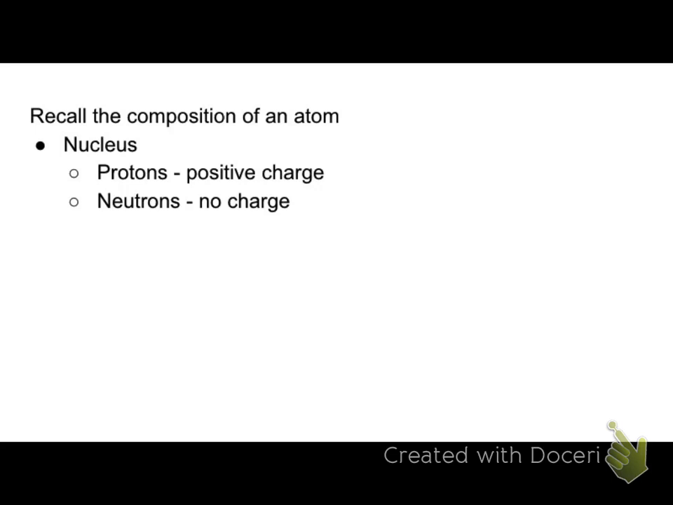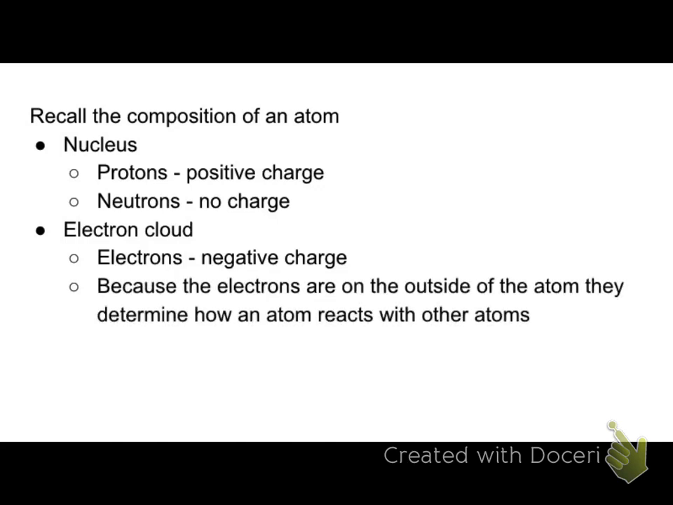Around the outside, we have the electron cloud, which, as you can tell from the name, is where the electrons exist, and the electrons are negatively charged. Because the electrons are on the outside of the atom, they are going to determine how an atom reacts with other atoms. Okay? They're going to be the things that come in contact with other atoms, right? It's not going to be the nuclei that run into things.